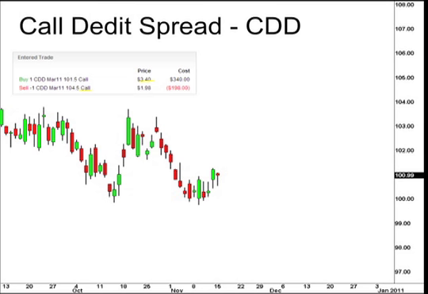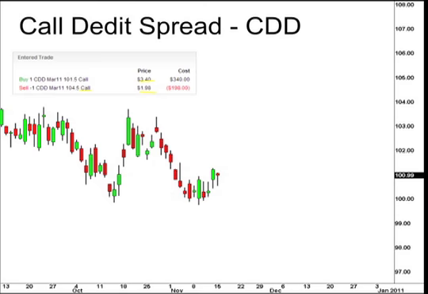Now, most brokers that have an active trading platform, or a platform that caters to active option traders, will have a template that will allow you to create this strategy all in one transaction.